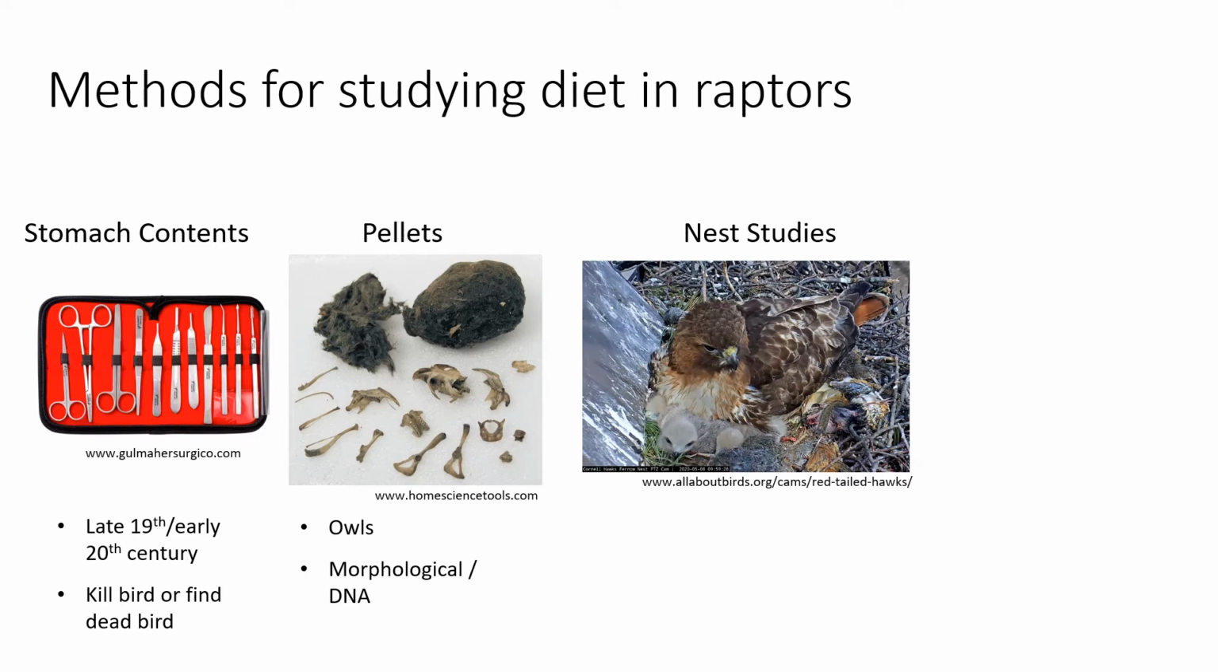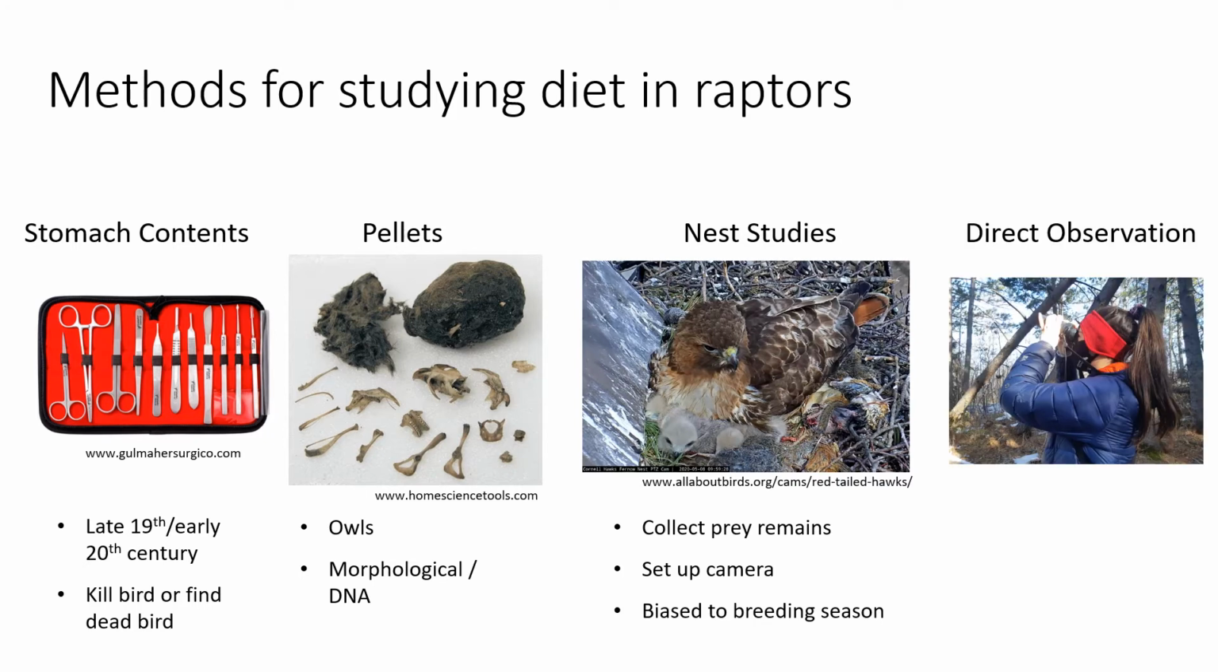Probably the most common method used to study raptor diet is to do some sort of study at a nest. This could involve collecting prey remains or setting up a camera. Both methods have their own limitations and biases, but the biggest problem with studying raptor diet at the nest is that it's highly biased to the breeding season, so you're only getting a brief snapshot out of a few months of the year of what the raptor is eating.